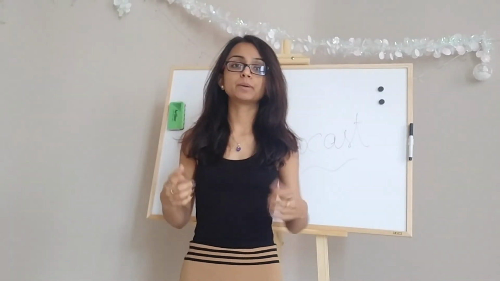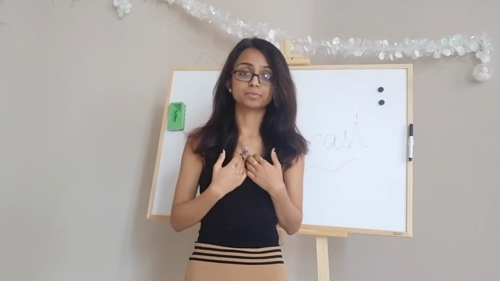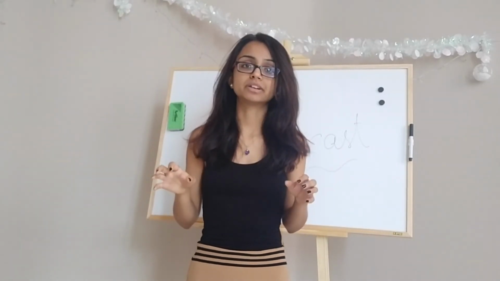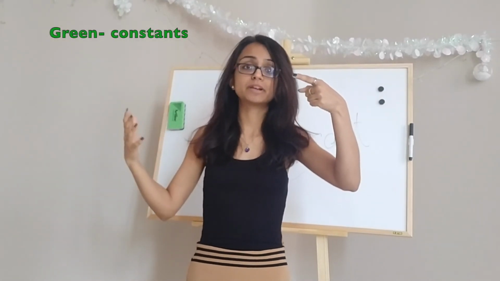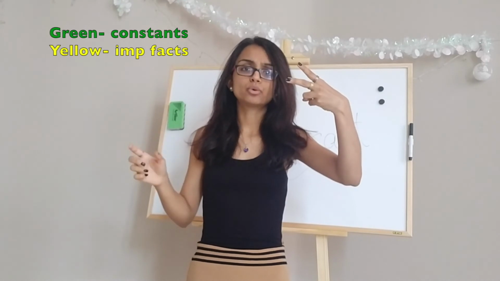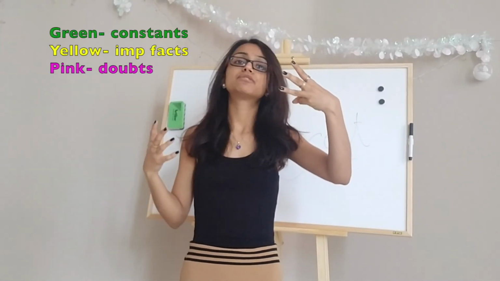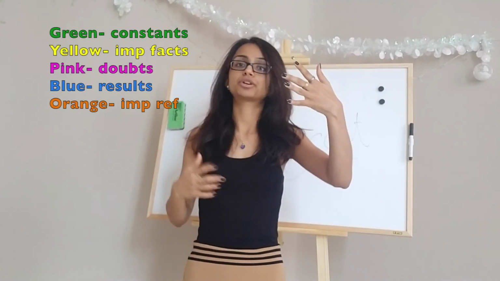I like to make my paper look more visual and easy to read, hence I use a color scheme with my markers. And I use this rubric with almost every paper I read. I usually use green for constants and assumptions made in the paper, yellow for important points that I would like to come back to after some time, pink for something I didn't understand, blue for results obtained, and orange for important references.